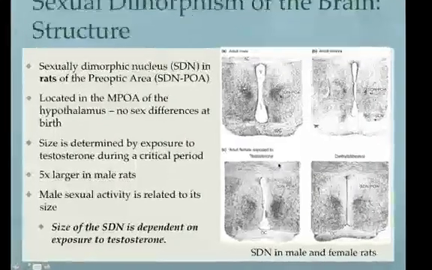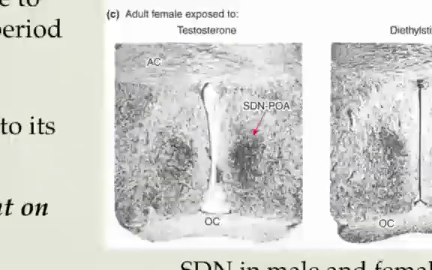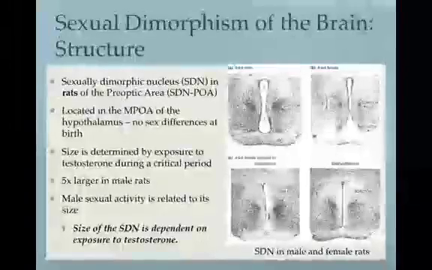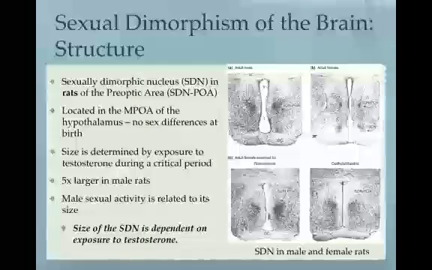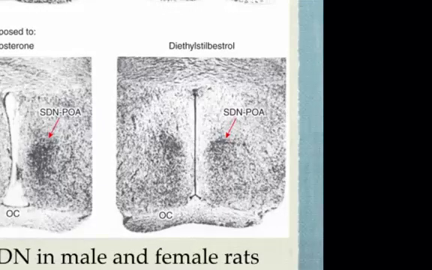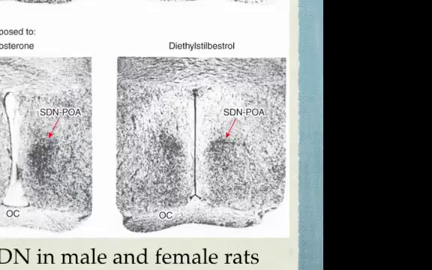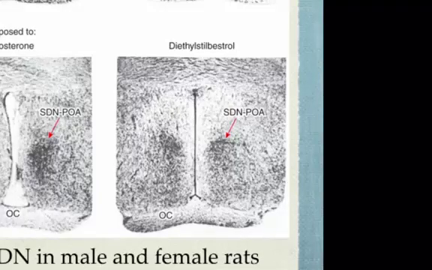Now if we go to the picture right below, this is the SDN of an adult female who was exposed to androgens during that critical period. So this female rat was exposed to testosterone during that critical period of development, and that testosterone masculinized the SDN such that it looks very similar to the SDN of the adult male. Right next to that is the SDN of a male rat who was exposed to DES during that critical period. DES is a chemical that is similar in structure to estrogen. So the baby rat was exposed to this during that critical period. What it ended up doing was not allowing the masculinization of the brain to occur as it normally would.